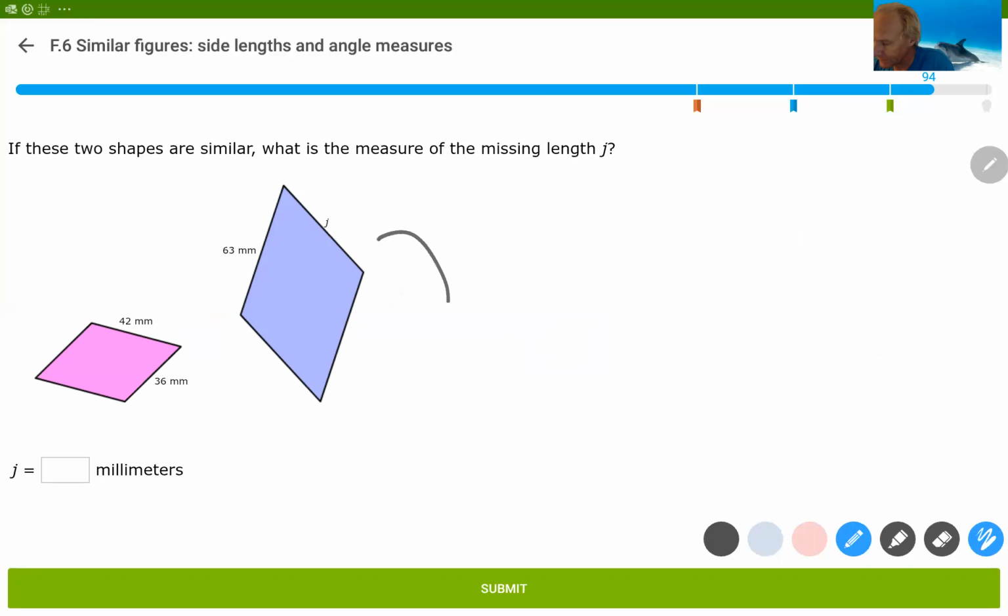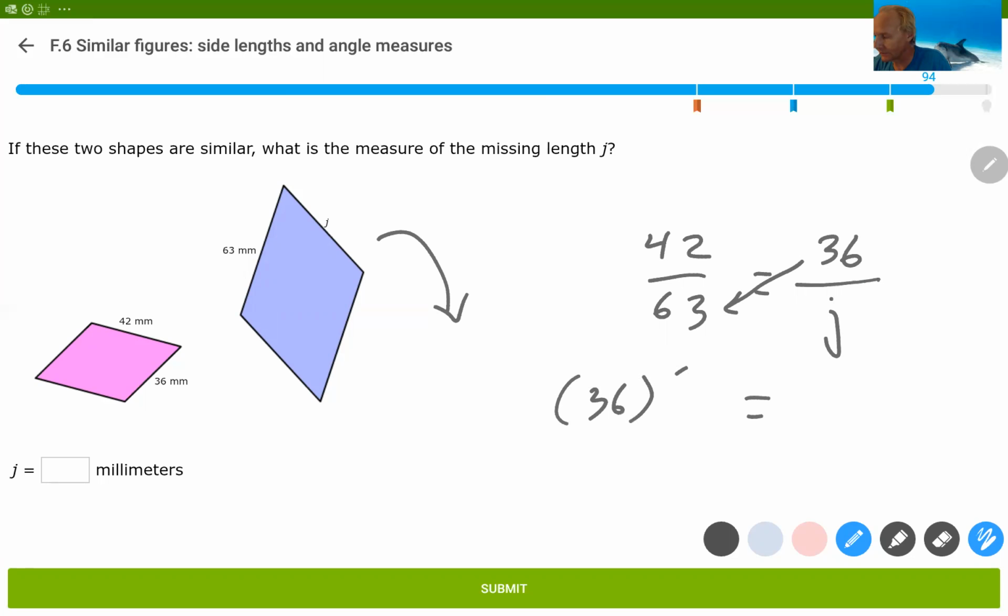Rotating this one this direction down means that the 42 matches with the 63, hopefully, and the 36 matches with the J. Again, I could cross multiply. I just want to mention this. If I do that, you probably don't want to grab your calculator and just multiply it and divide it, but you could. 36 times 63, I'm going to leave it as a product, and that's going to be 42 times J, and I'm going to divide by 42.